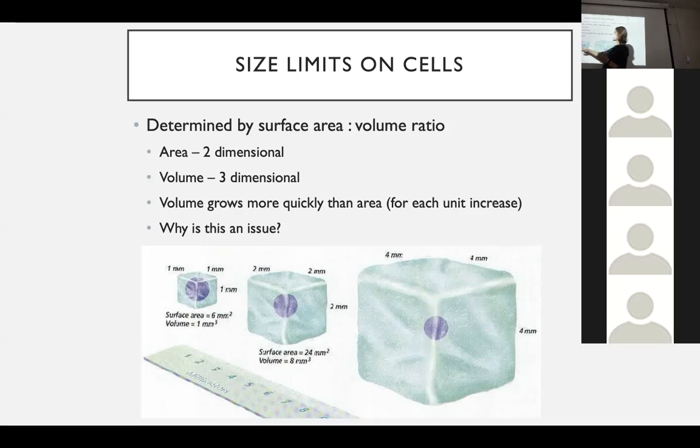So here, if we look at these 3, well, I don't have the calculations for that, but these 2 cubes, so we'll imagine these are cells. The surface area here is going to be 6 millimeters squared. So that's length times width times height. So I think I have that on the worksheet. Yeah.